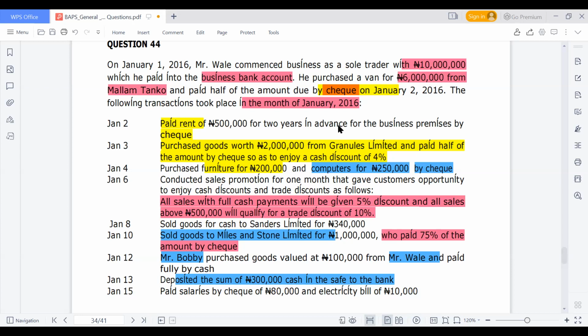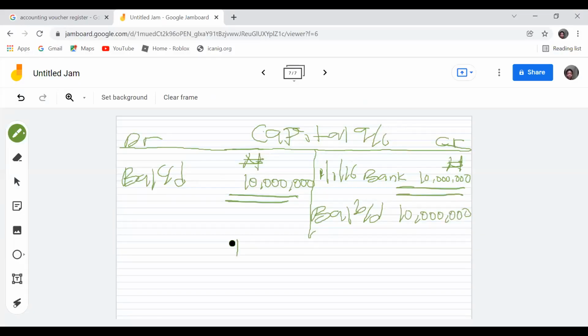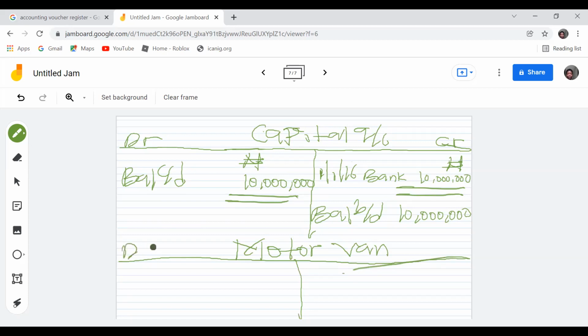I'm going to have a ledger for motor van now. And this is the only motor van that we have, because this is the question that we just finished preparing the 3-column cash book. So this motor van is an asset, and all asset accounts will have a debit balance.